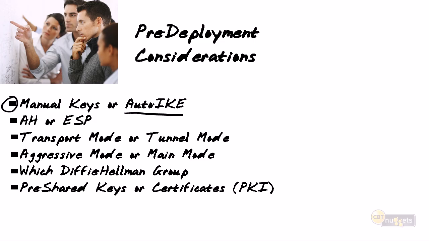Another choice is to use authentication header or ESP. We're going to opt for encapsulating security payload because it provides confidentiality, integrity, and authenticity. Okay? Remember, AH does not encrypt. So over public networks like this VPN, we're going to use ESP. There's also transport mode and tunnel mode. If you're creating a VPN between two devices, let's say two SRXs, two routers, an SRX and a router, even if it's going to be some other vendor's product, then you're typically going to go with tunnel mode.